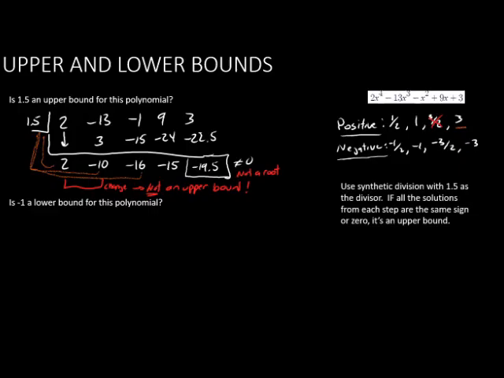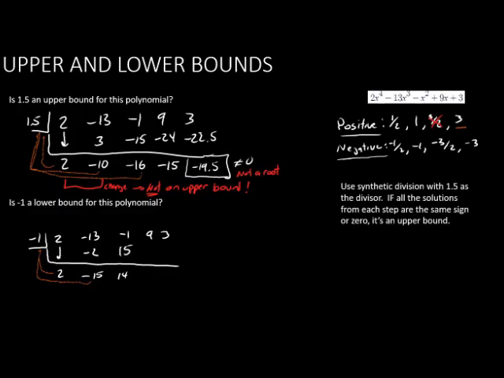Now let's check if negative 1 is a lower bound for the polynomial. We'll put negative 1 on the left and again write our coefficients in order. We'll begin by bringing down the 2 again and multiply that times negative 1. We'll get negative 2 when we multiply, and now we take negative 13 minus 2 for negative 15. Take that negative 15 times that negative 1. This will give us positive 15.